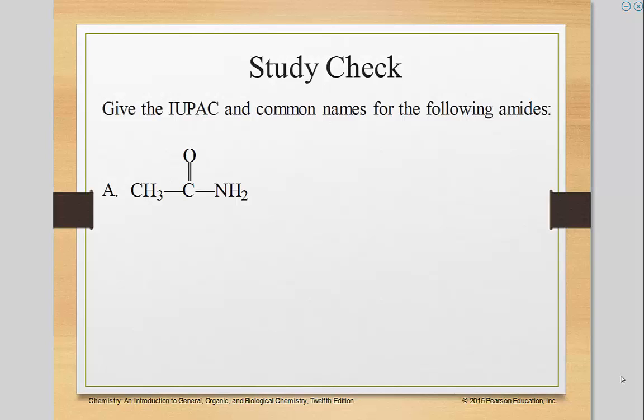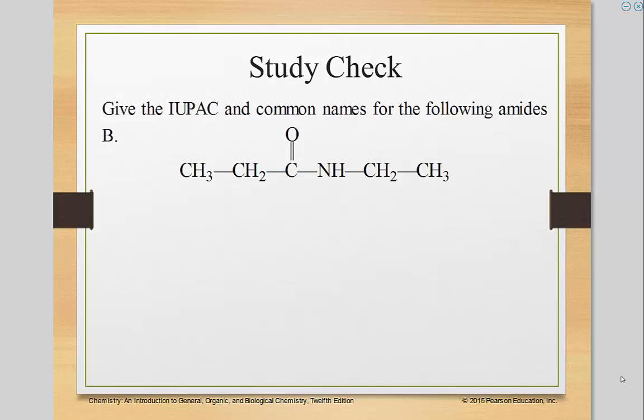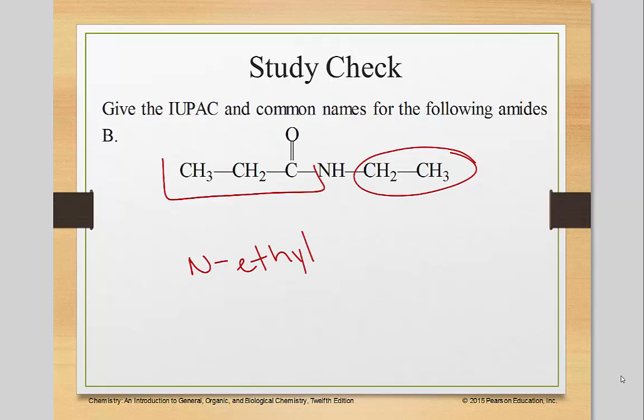How about this one? This one doesn't have anything besides hydrogens coming off that nitrogen. So it'd be ethanamide. This one has an ethyl group coming off that nitrogen. So N-ethylpropanamide.